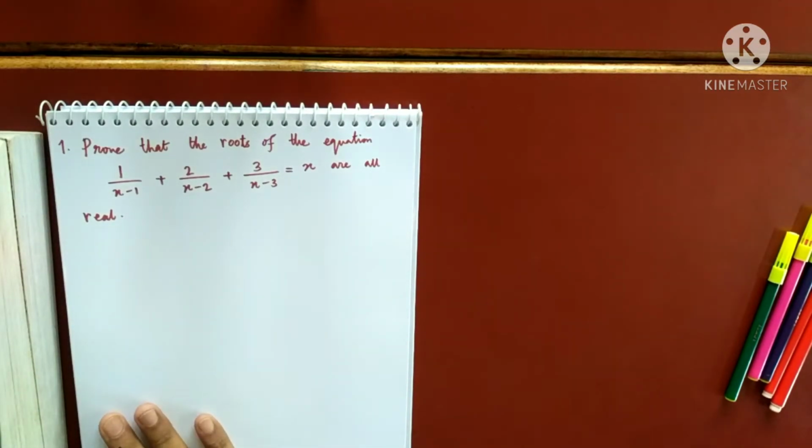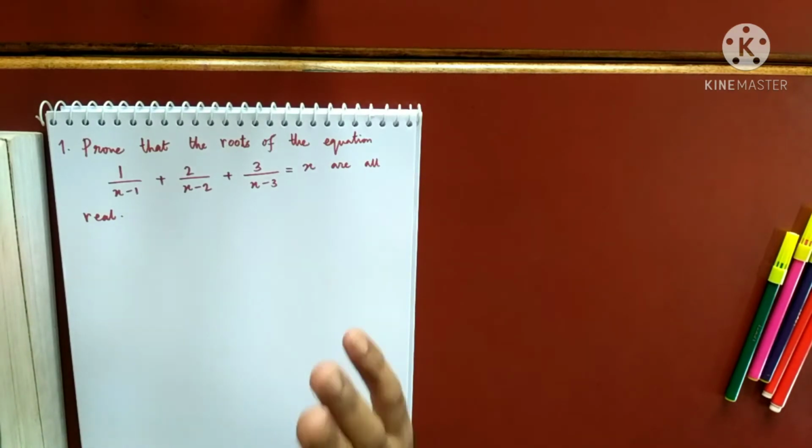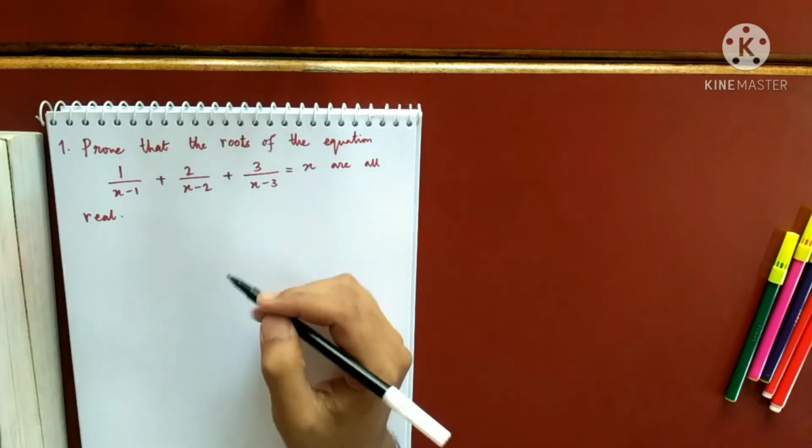We don't have any method to directly prove that the roots are all real. So what I'll do, I'll assume that suppose this has complex roots, and that will lead to a contradiction. We will assume that this has a complex root and we'll show that that leads to a contradiction. So let me start that way.